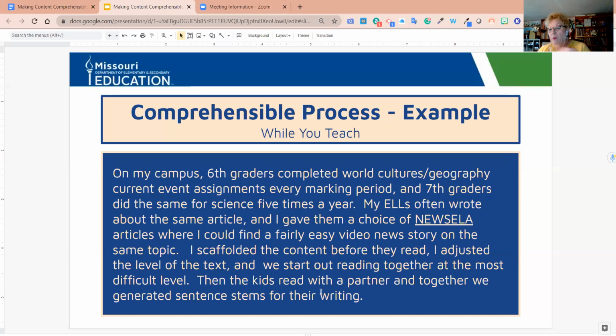And then they would get with a partner, and together they would generate the sentence stems for their writing. And then they would on their own write whatever response to the article that they needed to do. But we provided them with all the scaffolding ahead of time to make that end process much more simple for them.